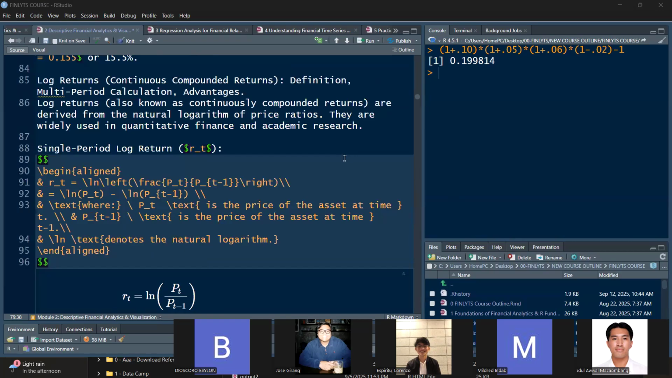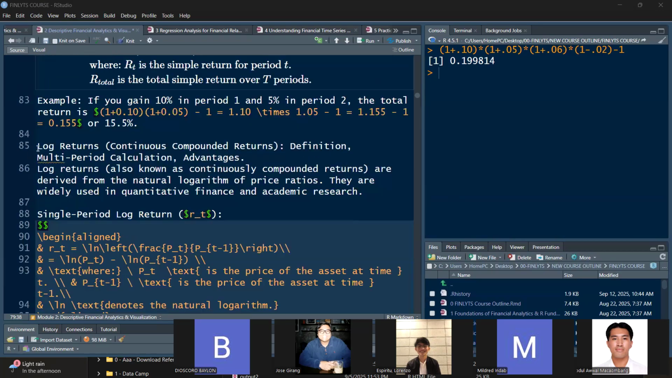Okay. Now we go to log returns, class. Or another name for it is continuous compounded returns. Okay. So log returns are more advantageous to be used as far as financial analysis is concerned. Okay, and they're derived from the natural logarithm of price ratios. They're widely used in quantitative finance and academic research.